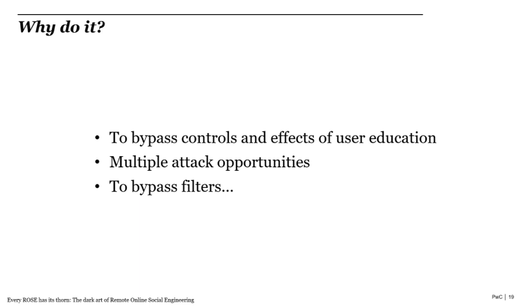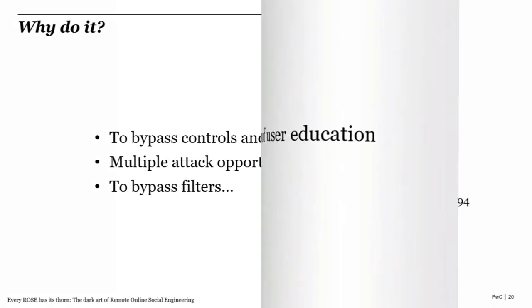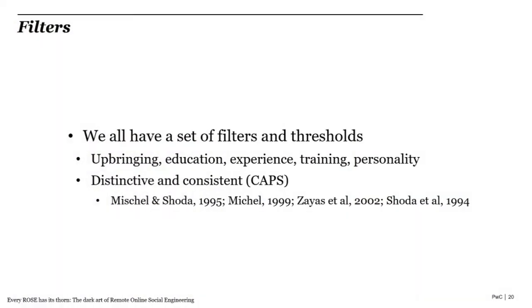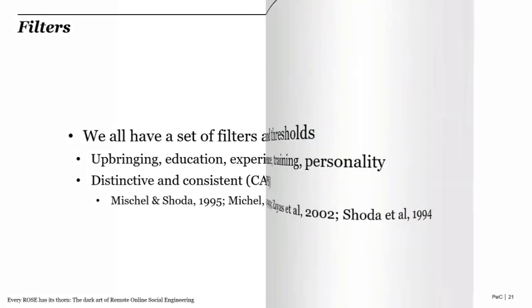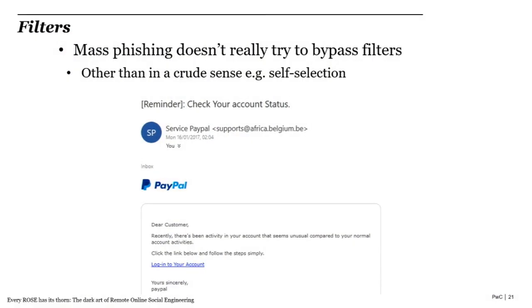Now, when I say filters, I'm not talking about technical controls. I'm talking about a set of thresholds that we all have when we determine what is suspicious and what isn't, that inform our reaction to various stimuli and experiences. So this is based on research in personality psychology, something called the cognitive affective personality system, which states that due to our unique upbringings and training and education and experiences, we have distinctive yet consistent ways of responding to things. And that can be applied to anything, even emails that come through to us.